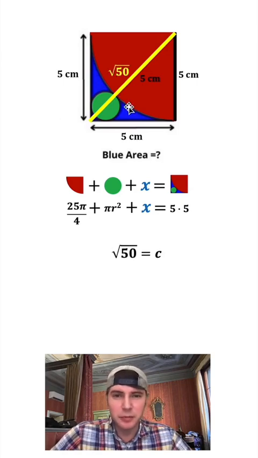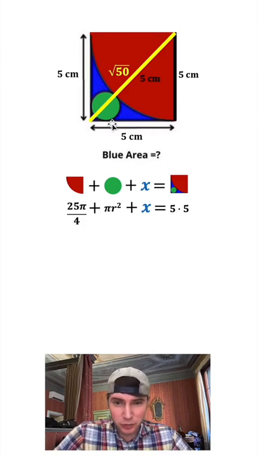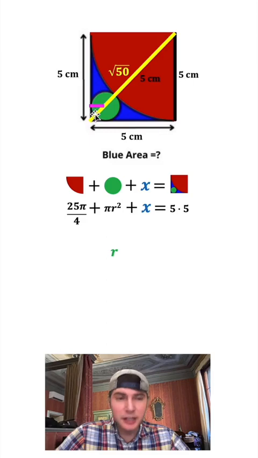Let's change the label up here. Let's get rid of this. Now let's focus on the radius of this green circle. I'll call it a green r, and I'll mark it with a pink radius right here. And this radius right here would also be equal to green r.